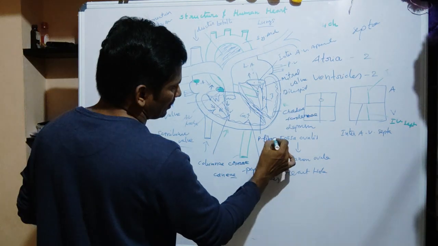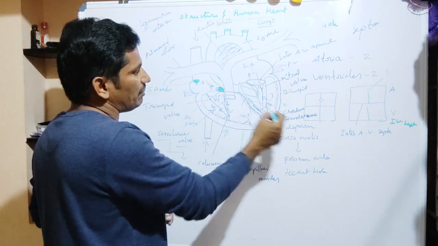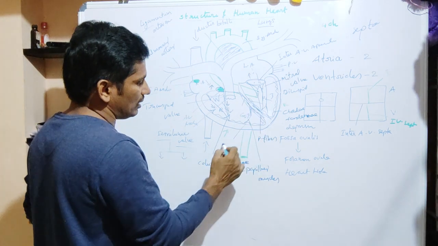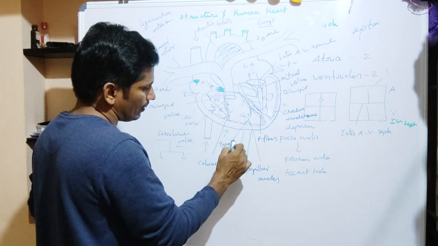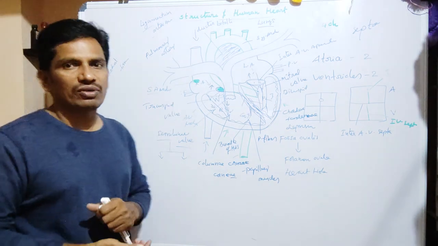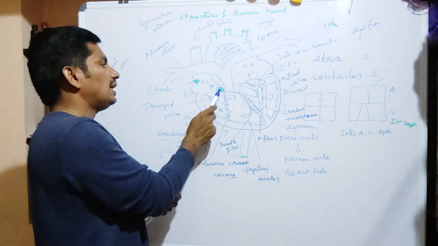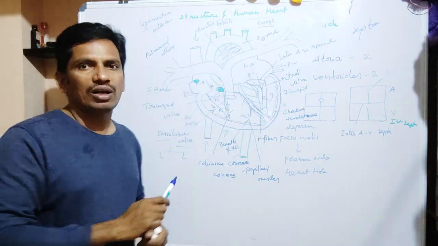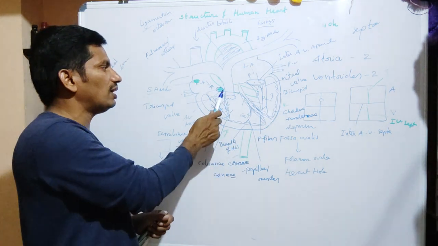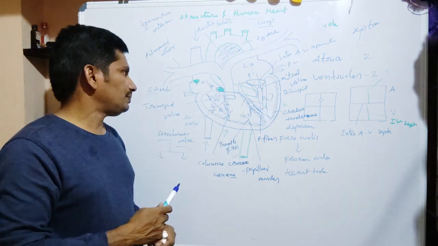Purkinje fibers divide into left and right branches. They form a small bunch we call the bundle of His. What is the function of Purkinje fibers? They conduct the action potential from the AV node to all over the wall of the ventricles.